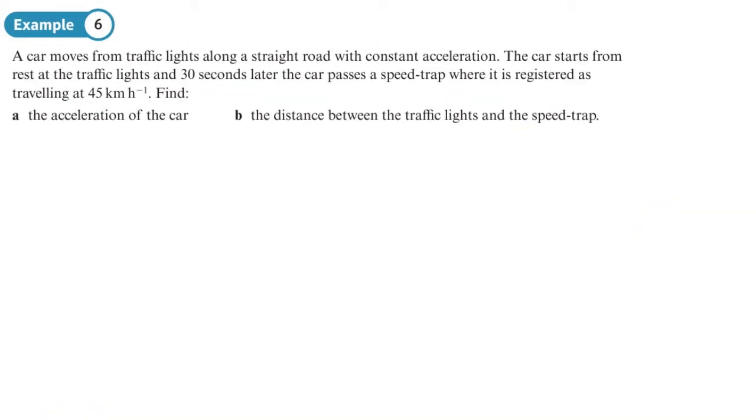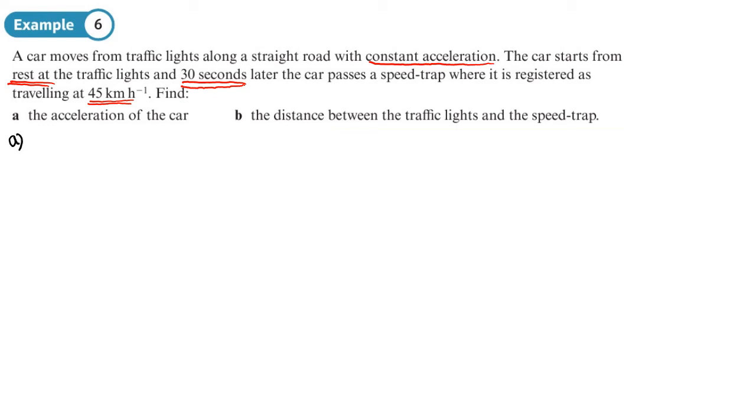Okay, so here we got a car moves from traffic lights along a straight road with constant acceleration. All the problems to do with SUVAT are to do with constant acceleration. The car starts from rest. Okay, that means that the initial velocity is 0. Something starts from rest at traffic lights, and 30 seconds later, okay, so there's a time, it passes a speed trap, which is like a speed camera, where it is registered as travelling at 45 kilometers per hour. Find, in part A, the acceleration of the car.